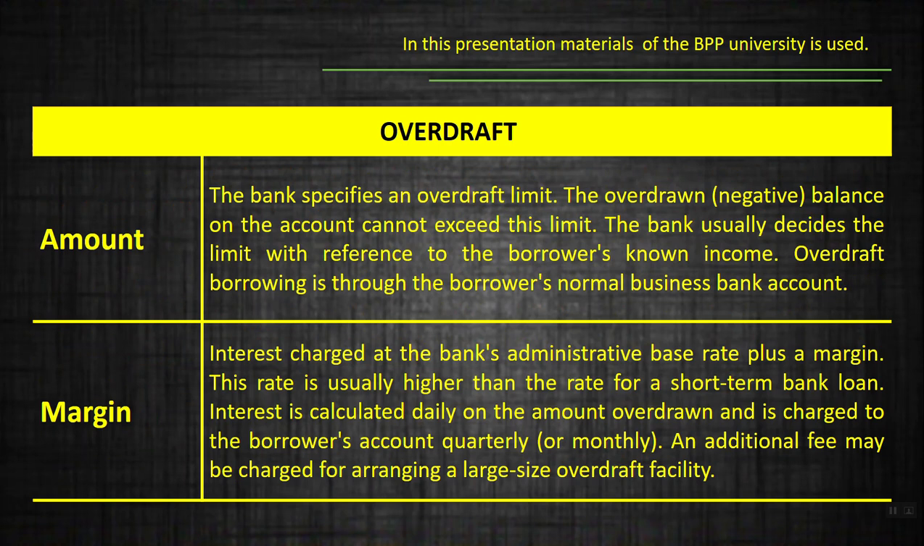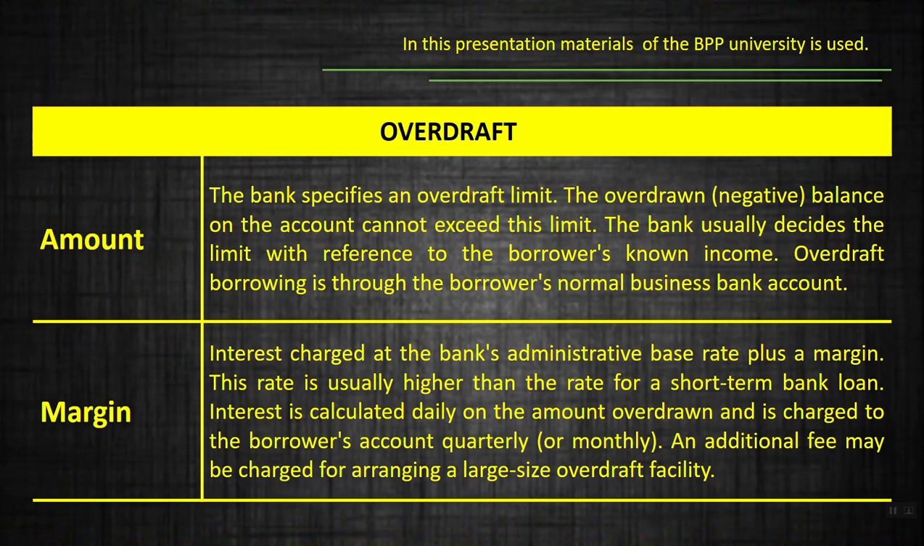Overdraft has certain properties. For example, the amount. The bank specifies an overdraft limit. The overdrawn or negative balance on the account cannot exceed this limit. The bank usually decides the limit with reference to the borrower's known income. Overdraft borrowing is through the borrower's normal business bank account.